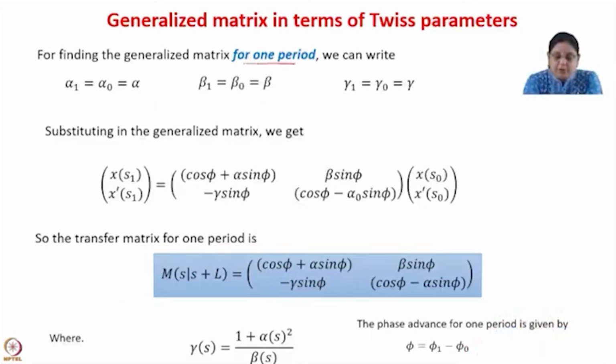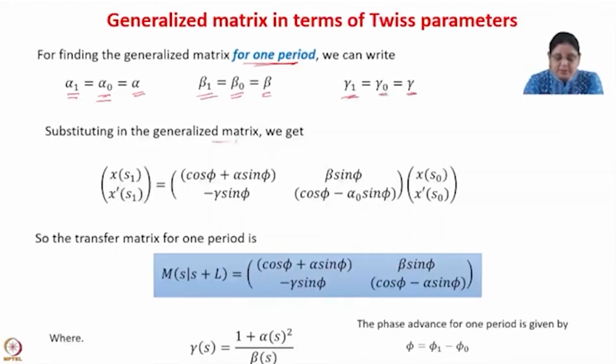Now if you want to find this for one period, you know that the ellipse repeats after one period. We have just seen that the ellipse repeats after one period. So at the end of one period, the Twiss parameters are identical. So let's say alpha 1 is equal to alpha 0, let's call it alpha. Similarly, beta 1 is equal to beta 0, which is beta, and gamma 1 is equal to gamma 0, which is gamma.